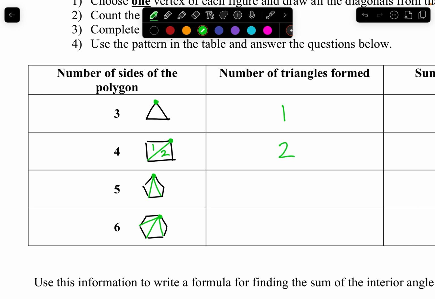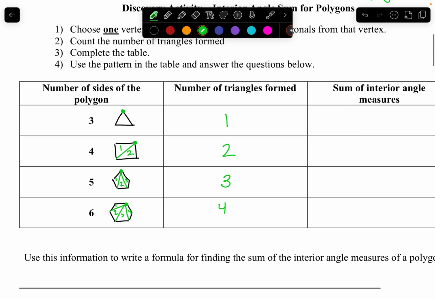When you have a five-sided polygon and you draw your diagonals, you end up with three triangles. And when you have a six-sided polygon, you would end up with four triangles that are formed. Now, this is really interesting because when we break polygons up into triangles, we can use the knowledge that triangles have 180 degrees in them to figure out the total degree of angles inside each of these polygons.